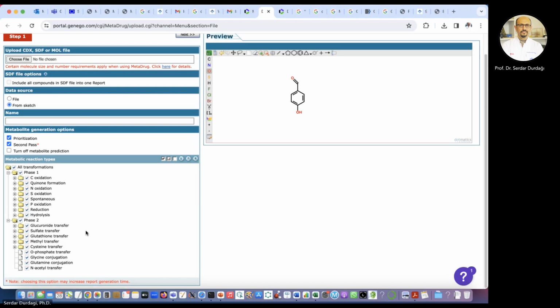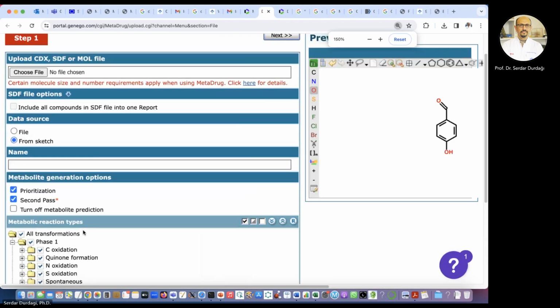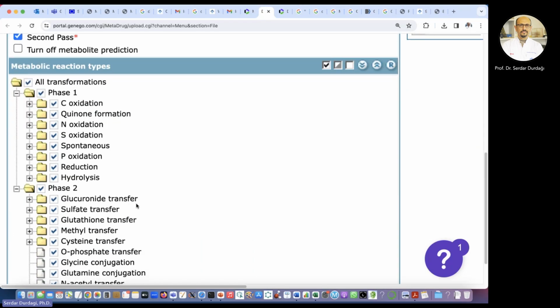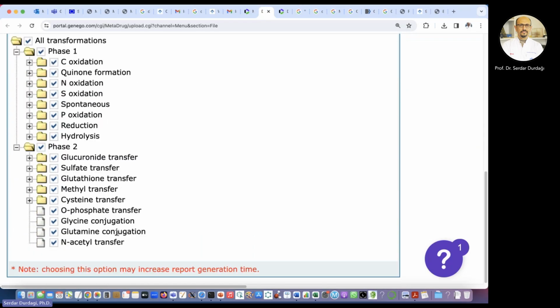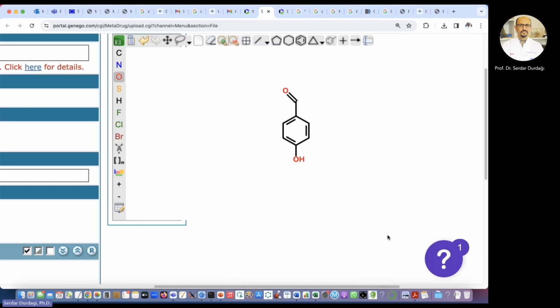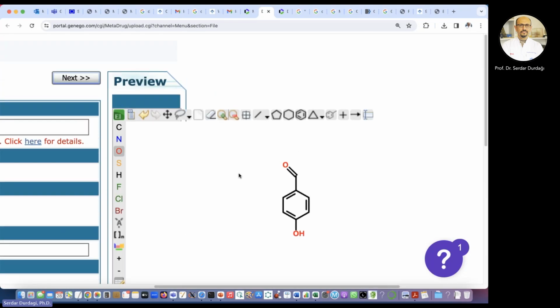So different types of enzymatic reactions can be considered. So this is the part where we decide: we just draw our structure or we upload our structure. It can be SDF or MOL2, by the way, the file type.